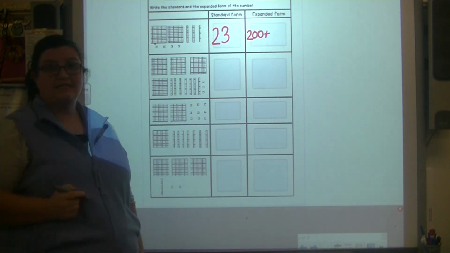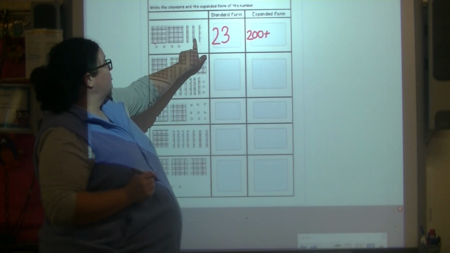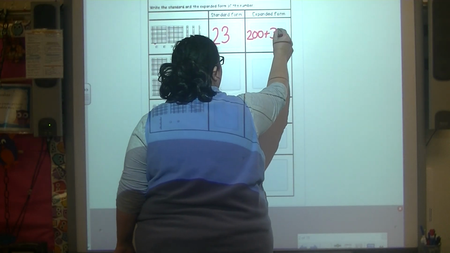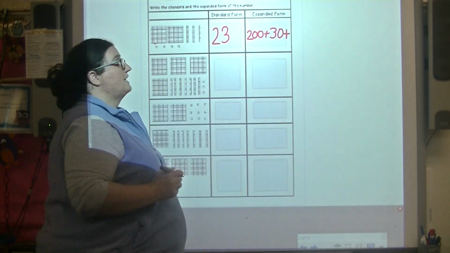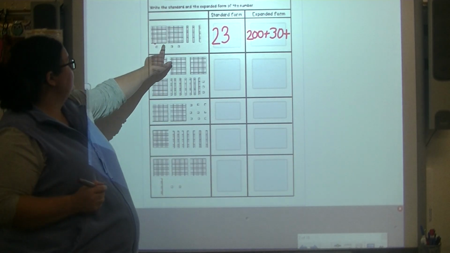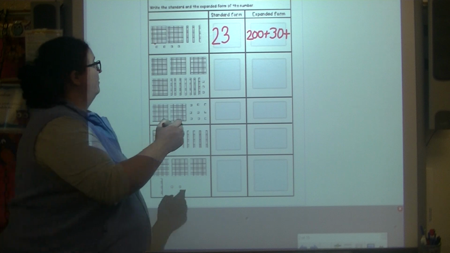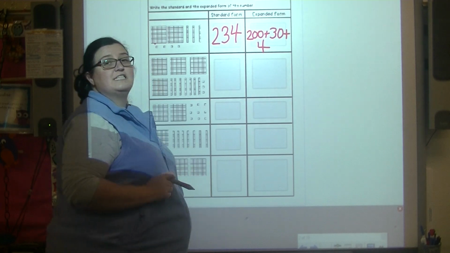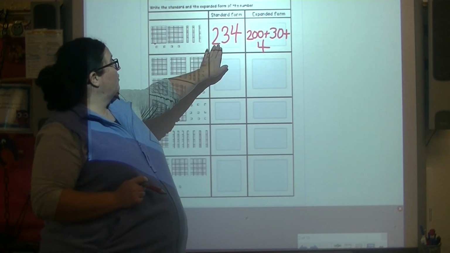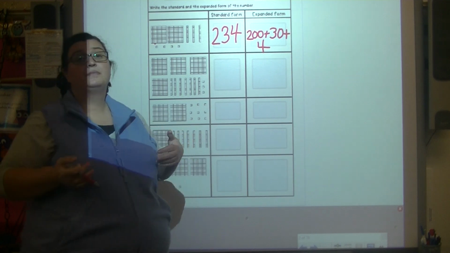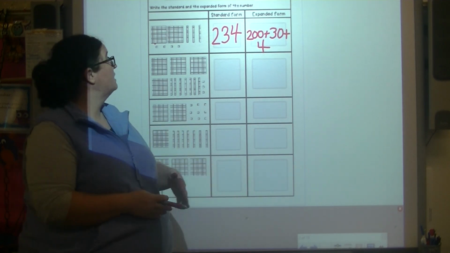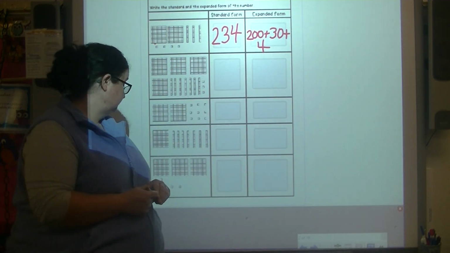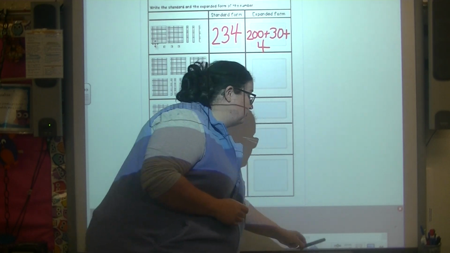So if I count by tens, 10, 20, 30. So 200 plus 30. And let's count how many ones. 1, 2, 3, 4. And it's the same on my expanded form. So my standard form is 234. And my expanded form is 200 plus 30 plus 4. All right, let's go to the next one.